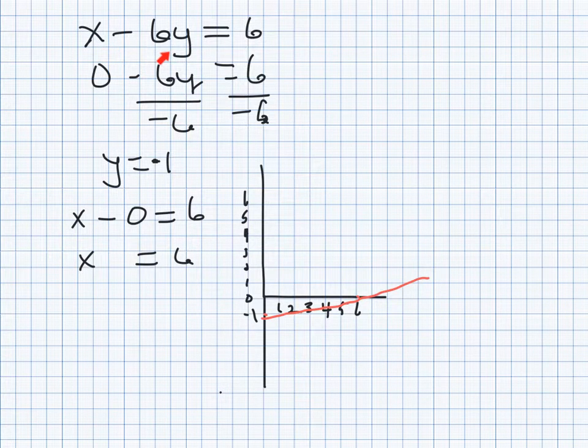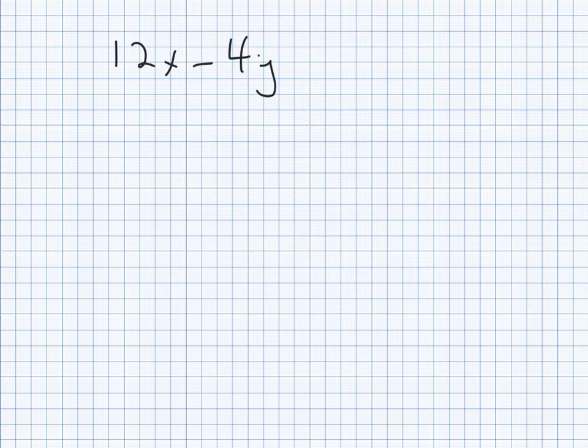Here we have x minus 6y equals 6. We change the x to 0. That leaves us with negative 6y equals 6. We divide both sides by 6. We have y equals negative 1. We have x minus 0 equals 6, and then x equals 6. I have a poor line here, but you can see how I graphed that out.